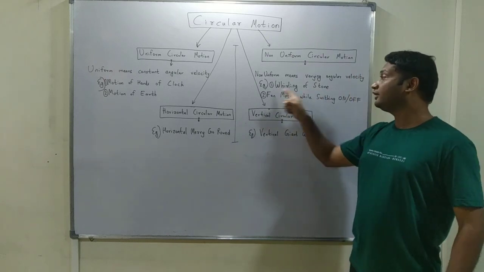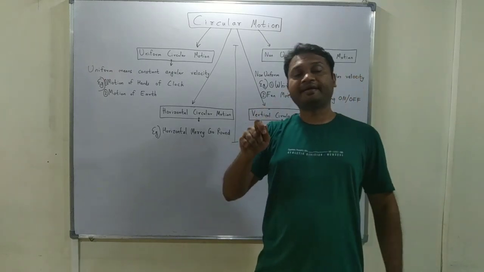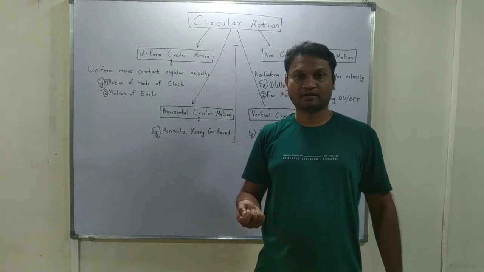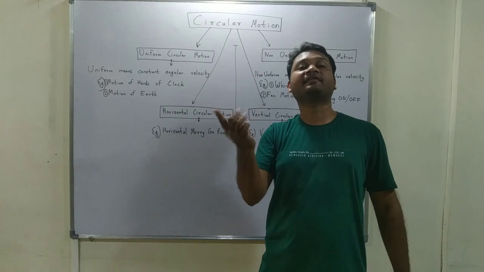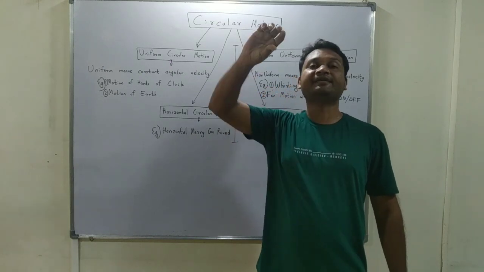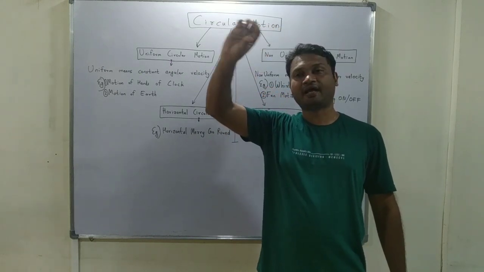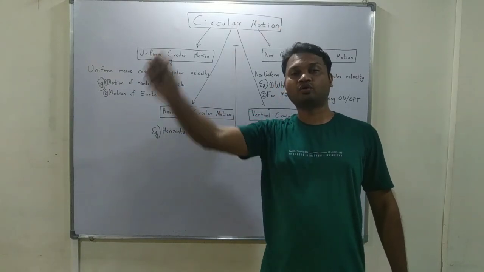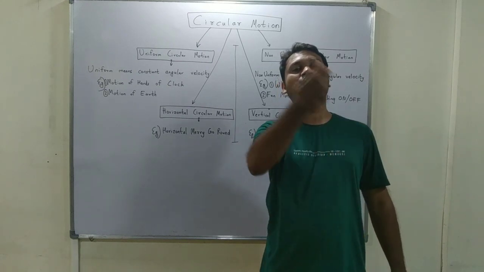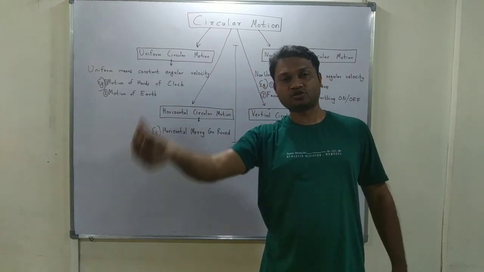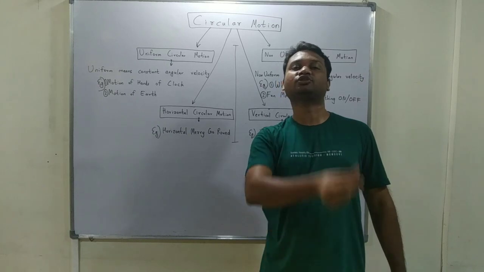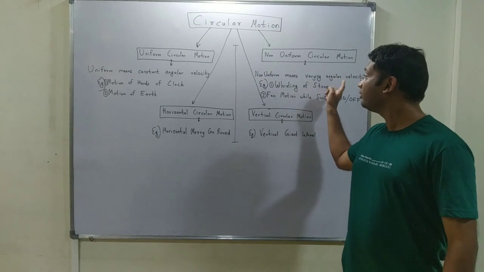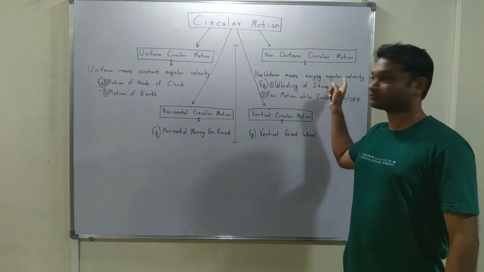For example, whirling of stone. When we take a stone and tie it through a thread and whirl it in circular motion, at each point the velocity goes on changing. At highest point the velocity is lesser, and as the stone goes down the velocity goes on increasing. As the stone goes up, the velocity decreases. Hence, this is an example of varying angular velocity.